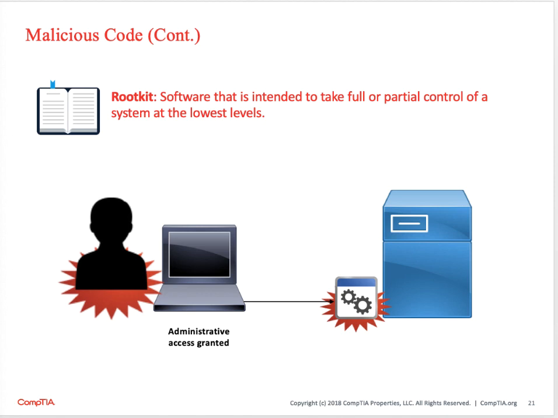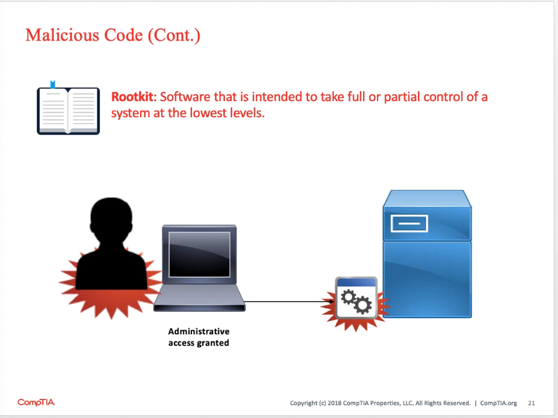All right, so a rootkit. A rootkit is a type of malicious code, right? It is code that is intended to take full or partial control of a system at its lowest level. Rootkits are going to try to hide themselves from monitoring or detection, and they're going to modify low-level system files and integrate themselves into the system.